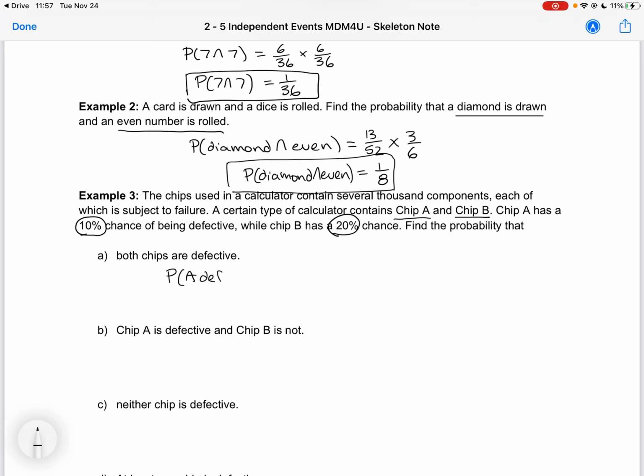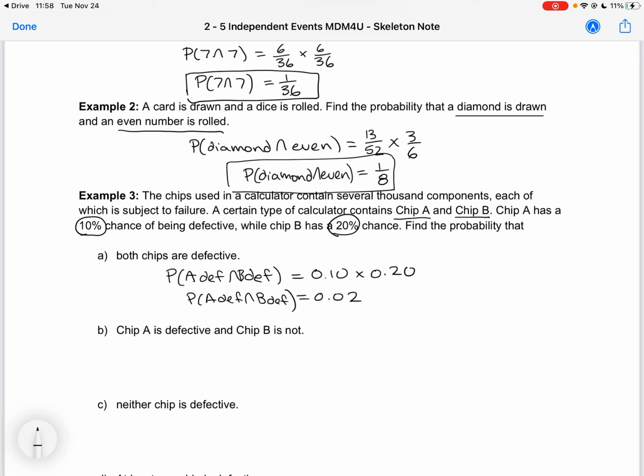So if we have both chips are defective, these events are independent, so we can multiply together the probabilities. So 10% chance for chip A times a 20% chance for chip B. So that means 0.02 or 2% chance that both of those chips are defective.